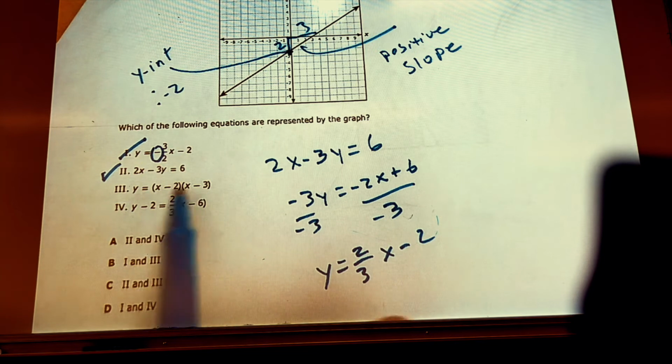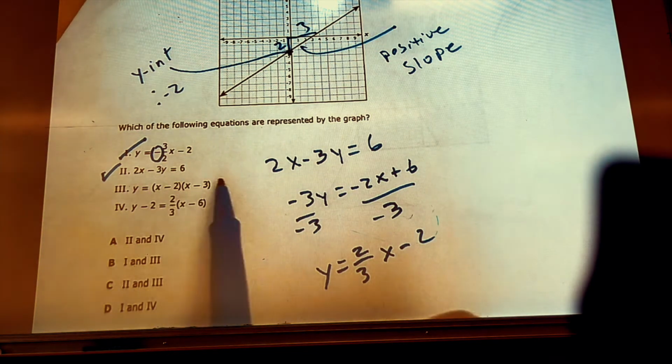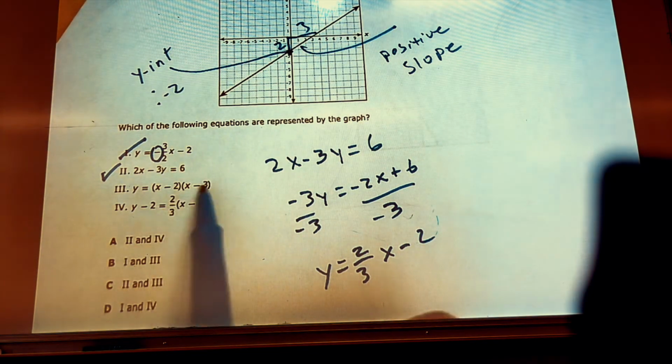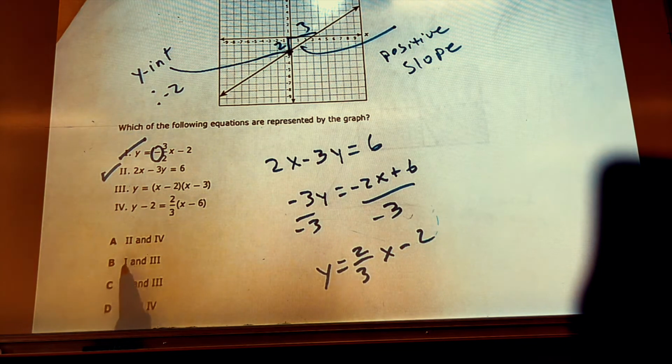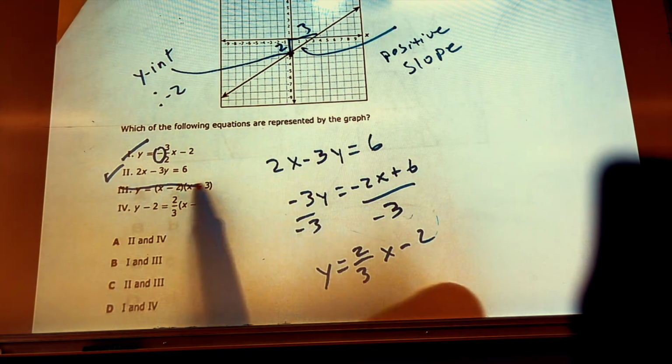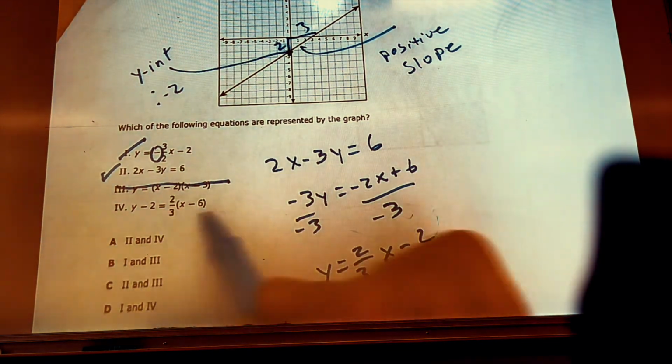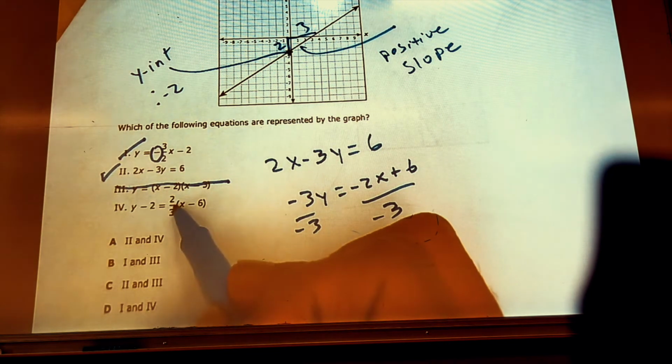This is actually something we haven't really looked at yet. This is a parabola. This is actually quadratic. This is x times x, which is x squared. So this will not even be a line. Say goodbye. And this is point-slope form. The slope is 2/3. That's okay, right?